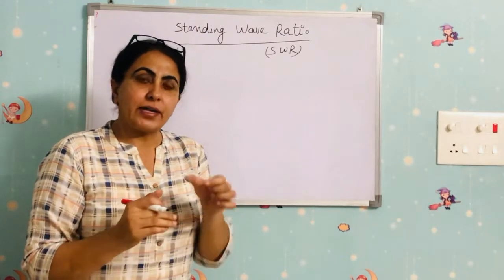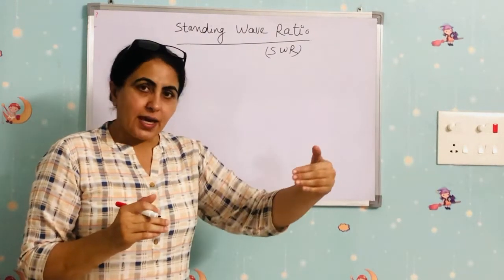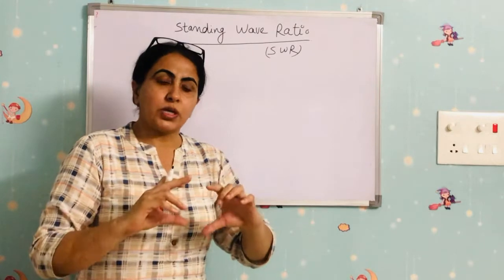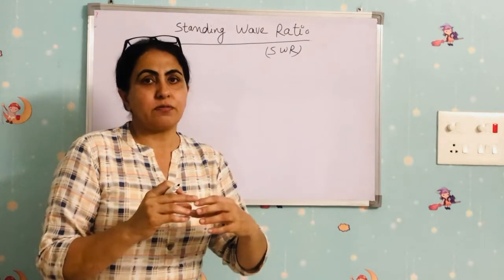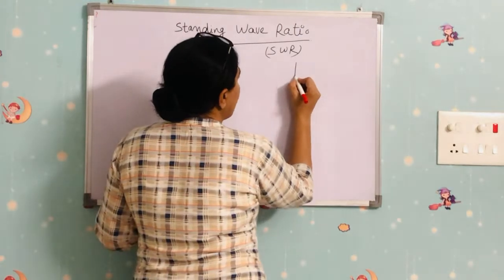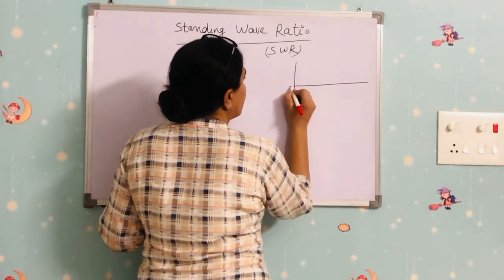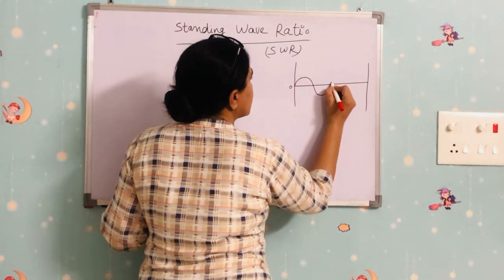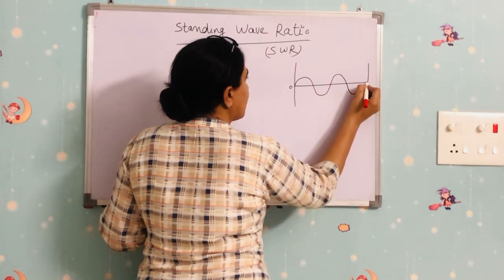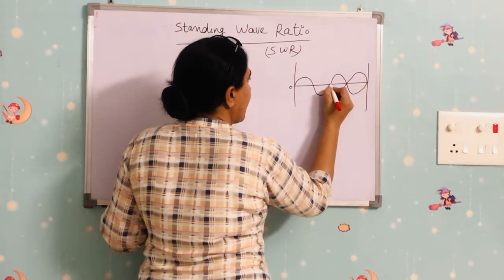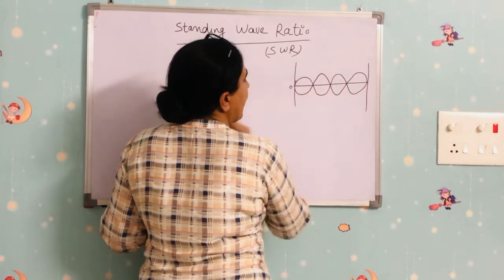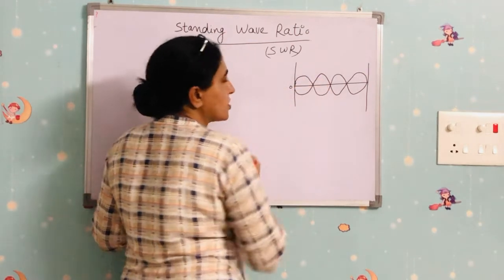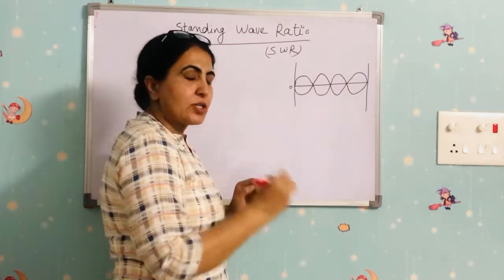Standing waves are formed when a wave is incident and the same wave of the same amplitude is reflected back, and both the incident and reflected waves superimpose with each other. If there are fixed ends, and a wave is incident on this and the same wave of the same amplitude is reflected back, clear? Then this is called a standing wave or stationary wave.